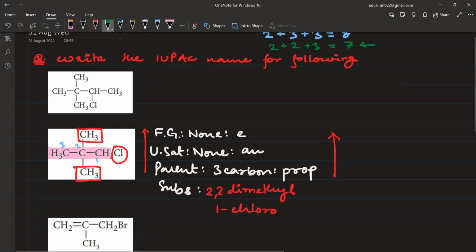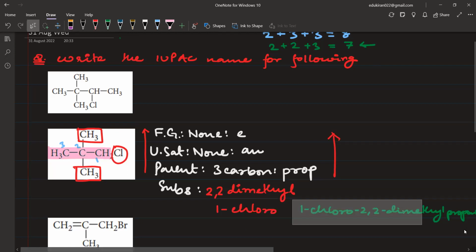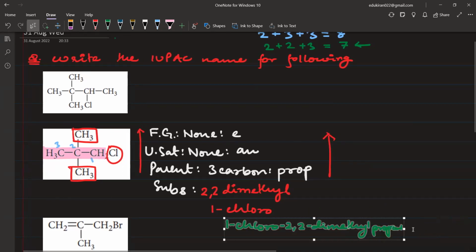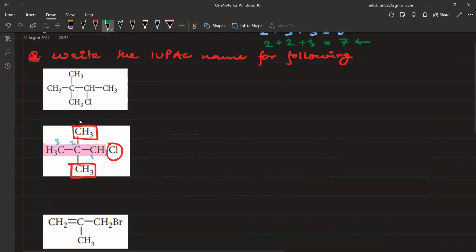Now again we will be writing the name starting from chloro. So it will be 1 chloro, 2,2 dimethyl propane. ठीक है? चलिए, moving to the next one.